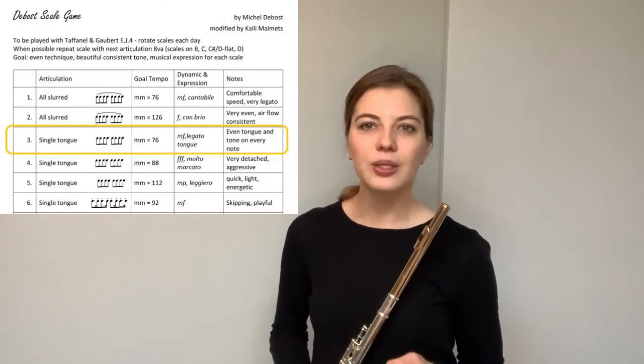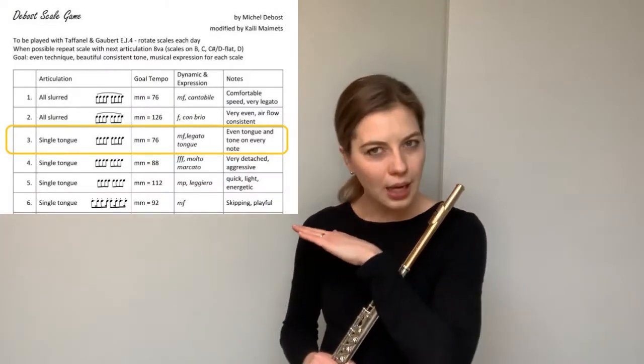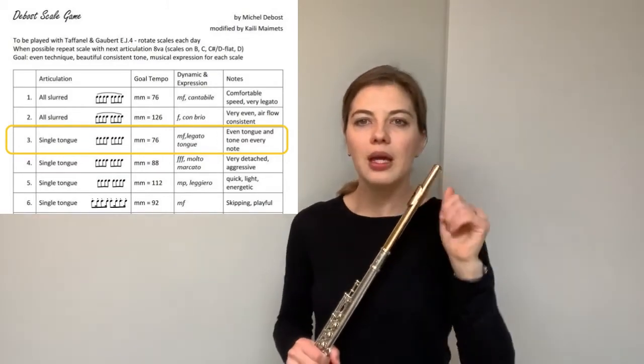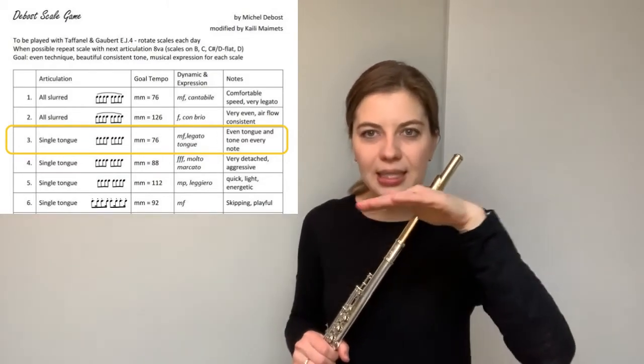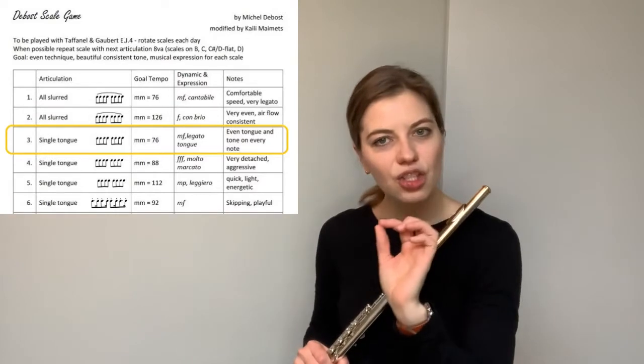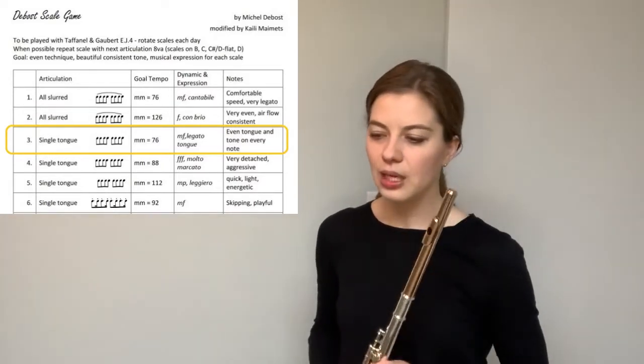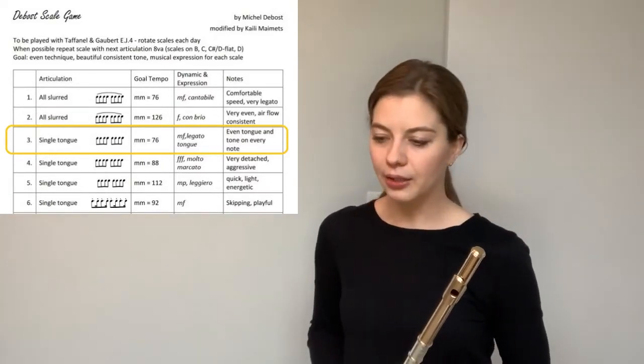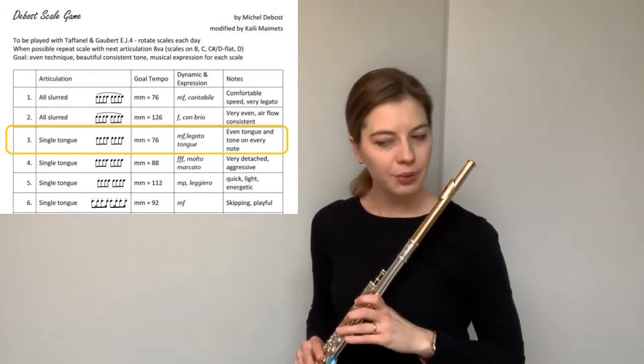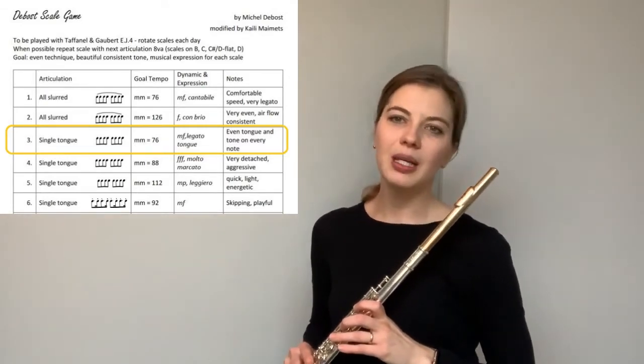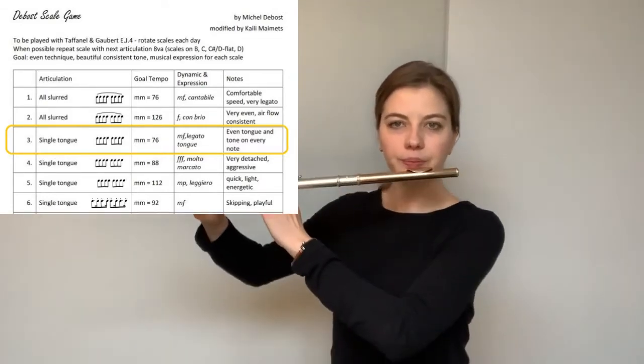So this third articulation is a legato tongue. We want to play all tongued but very, very smooth. So keep the airstream connecting every single note and the tongue just gently articulates each note. We'll be playing now A minor, and the dynamic will be mezzo forte, and it's supposed to be a nice, comfortable tempo.